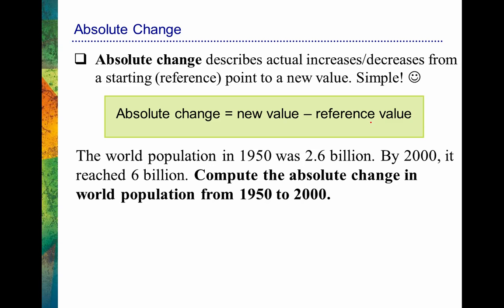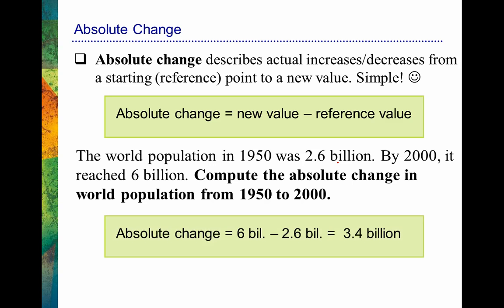The world population in 1950 was only 2.6 billion for the entire world. But by the year 2000, it reached 6 billion. So if we wanted to compute the absolute change in world population from 1950 to 2000, we would simply use this very simple formula. We're going to look at the new value, in this case the population in the year 2000, and then subtract the reference value. The reference value is where we began in the year 1950.